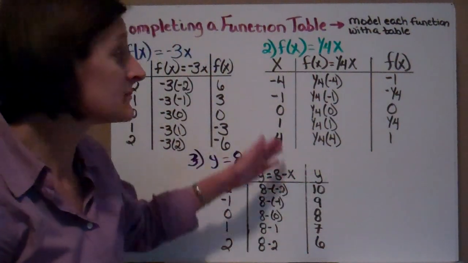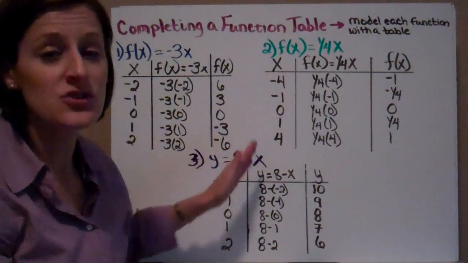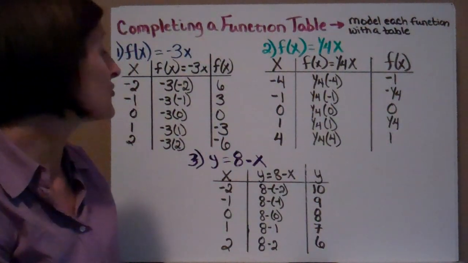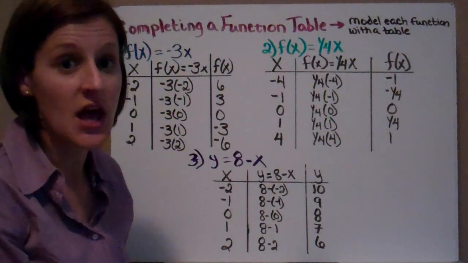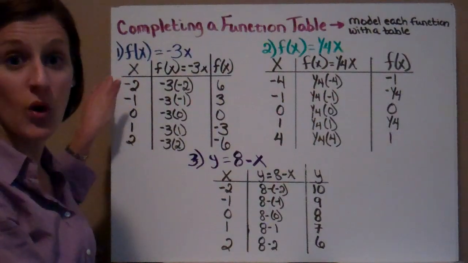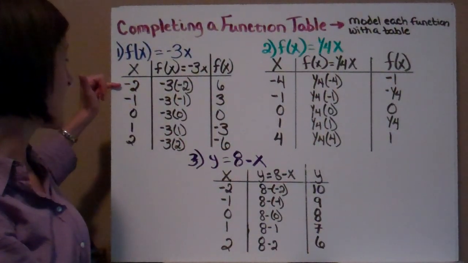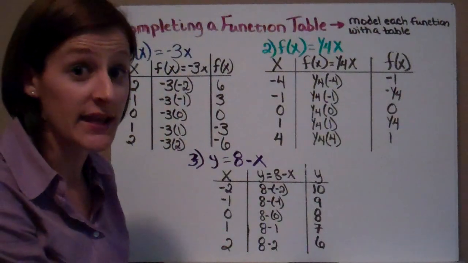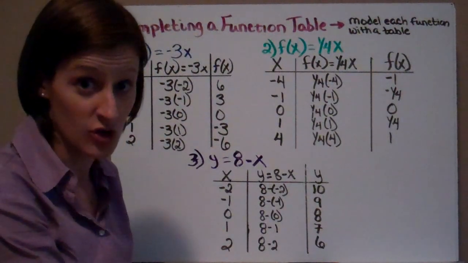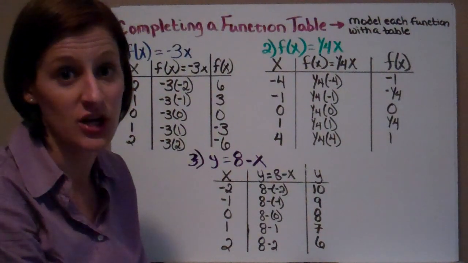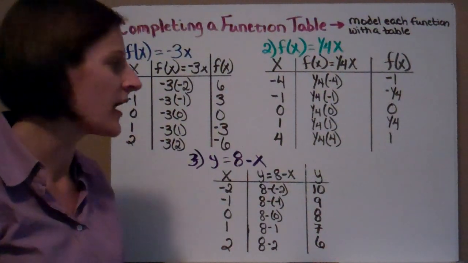Now sometimes you are given your input values, or sometimes you have to come up with input values. If you're coming up with input values, the most common input values are the ones used in numbers 1 and 3. That is -2, -1, 0, 1, and 2. Typically, if you're not given your domain or your input values, then those are the ones you're going to use to get the best picture of the graph.